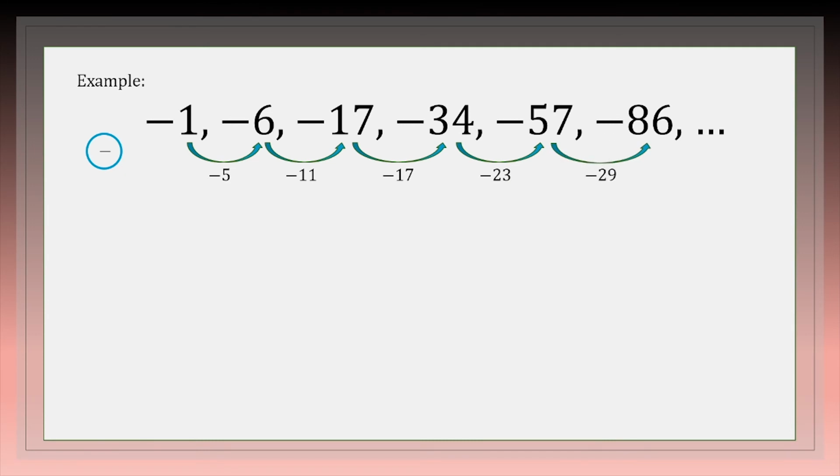So, ibig sabihin, hindi siya linear sequence. I-try naman natin sa second level. So, negative 11 minus negative 5 is negative 6. Negative 17 minus negative 11 is negative 6. So, dito, kita na natin na may common difference yung tatlong magkasunod na term. Okay, so negative 6 din yung ating negative 23 minus negative 17. And then the last one is also negative 6. So, it means that it is a quadratic sequence since the common difference is on the second level.